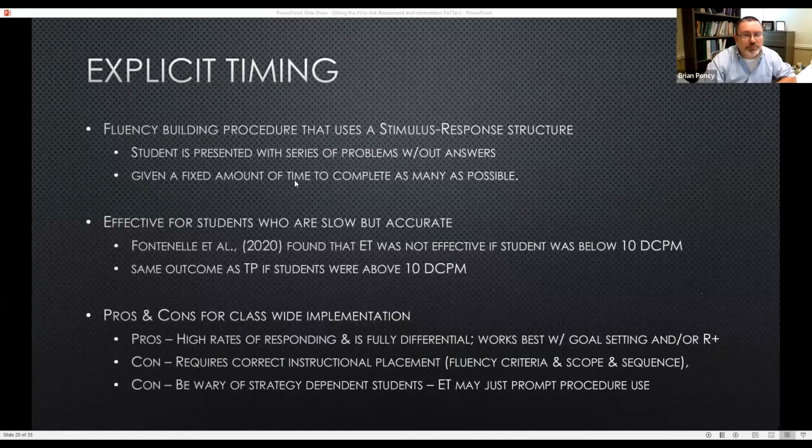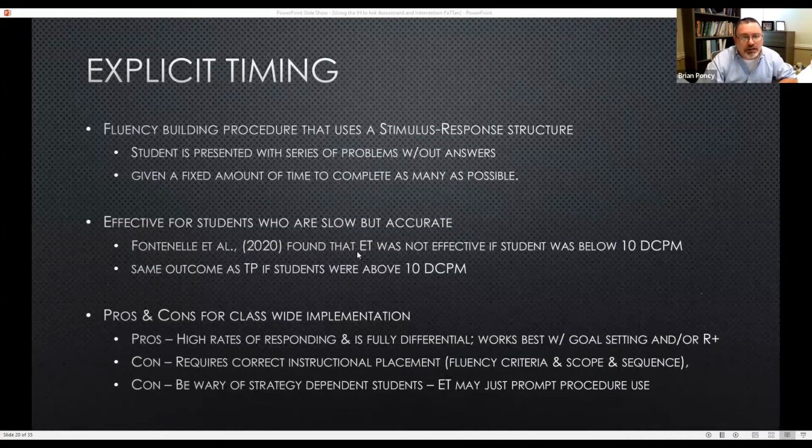Okay, so explicit timing uses fluency building, and it uses a stimulus response feedback, right? So there's no antecedent there. It's just the problem, the kid responds. The student's presented with a series of problems without the answers. They're given a fixed amount of time. Again, it's effective for students who are slow and accurate, but make sure that they're above 10 digits correct per minute.